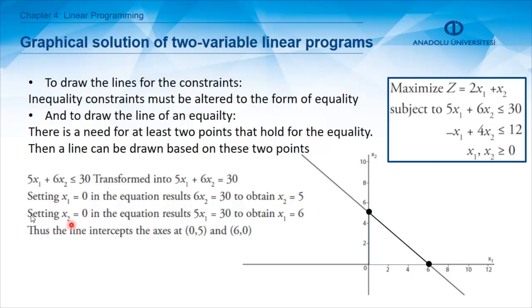Another one is x2. We set x2 to 0, and the equation turns into 5 times x1 equals 30. And from here, we obtain 6 for x1. When x2 is 0, x1 is 6. Now we have 2 points, and we determine them on the plane. These are the points at the right side of this plane. And now we can draw the line in between these points and extend it throughout these points. This is the line for the equation form of the constraint.